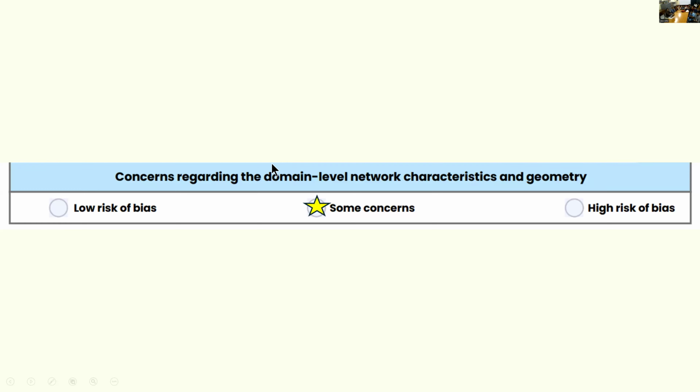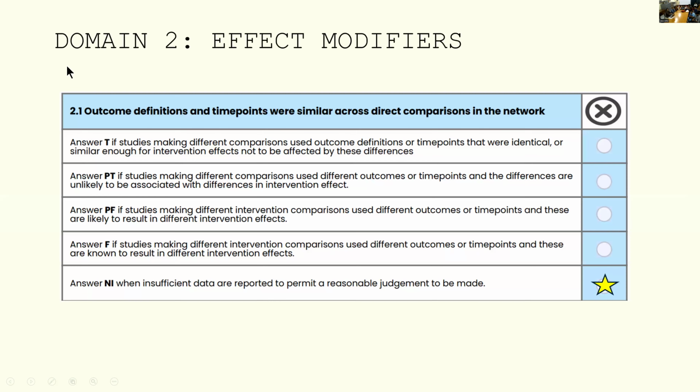So in the first domain, concerns regarding the domain level network characteristics, I would just say some concerns because I felt like the baseline characteristics could not be applied to every intervention. So now we move on to the effect modifiers. As I mentioned before, an effect modifier is any characteristic, either patient or study, which can affect your intervention effect.